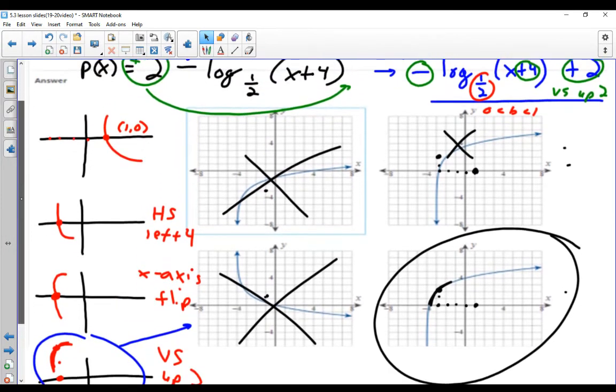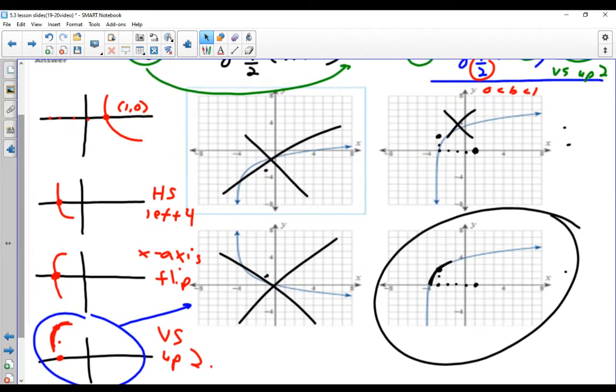So basically, just make sure you take into account each type of shift and flip that you do, in order. And then once you have an idea of what your graph looks like, you can go to these and say, okay, this one fits the bill. I feel like the graphs are probably going to be the hardest part of this lesson. Once you understand that, the rest is easy.